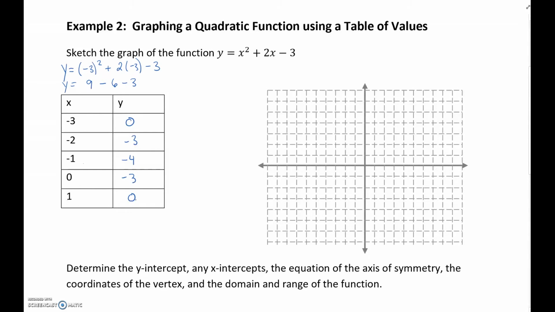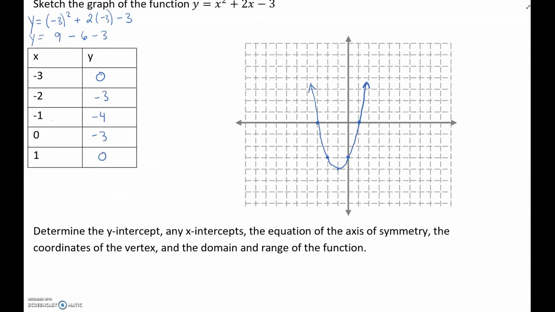Okay, let's graph that. Put in those values, put in your dots and then draw a smooth curve through those points. Just remember when you're drawing your smooth curve, you're not making a point at the bottom. This doesn't look like a V. It doesn't even look like a U, although it mostly looks like a U. The arms are going out and up, and you have arrows on the ends of those. Now it says determine the y-intercept, any x-intercept, the equation of the axis of symmetry, the coordinates of the vertex, and the domain and range of the function. So very much like what we just did on the previous example.